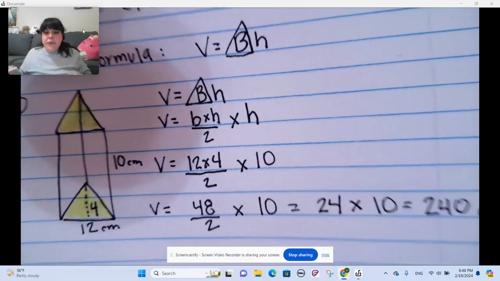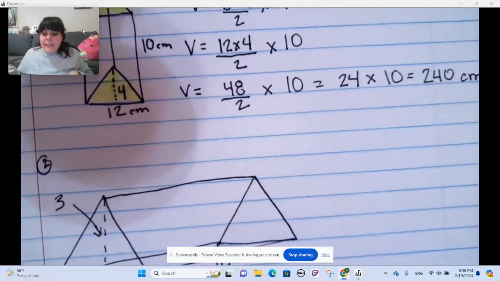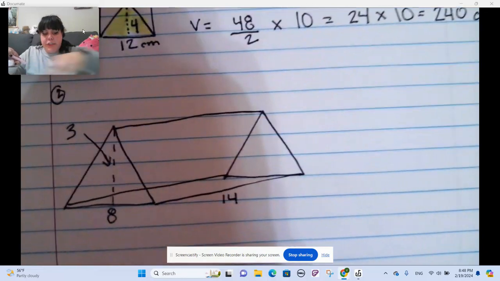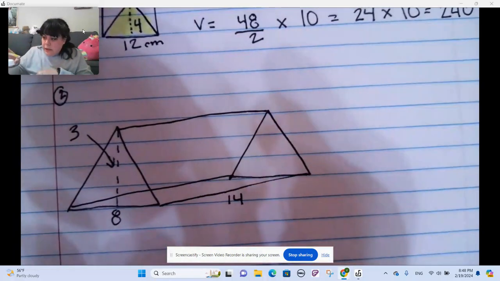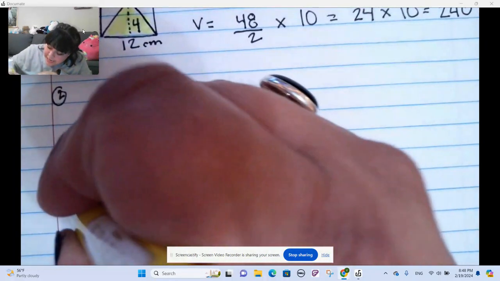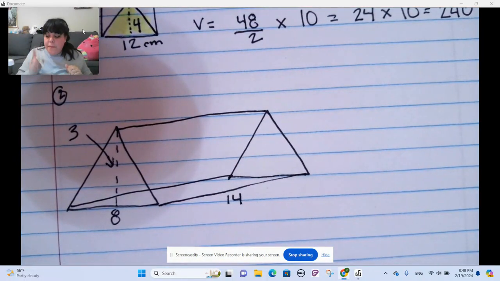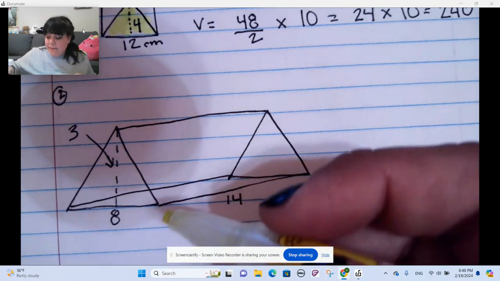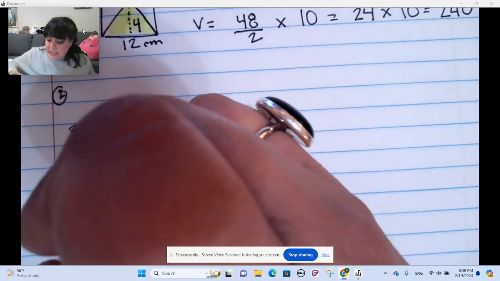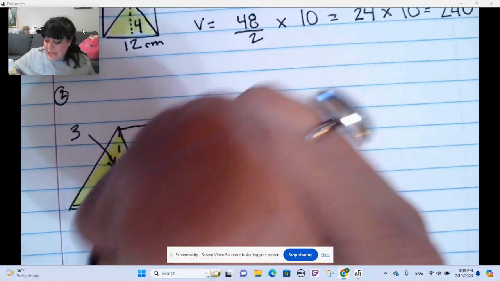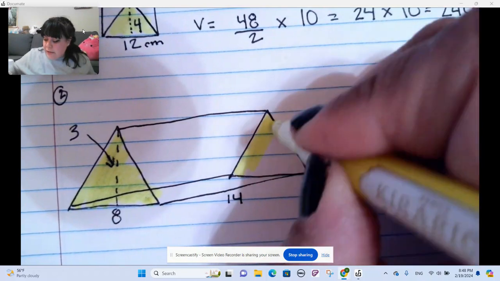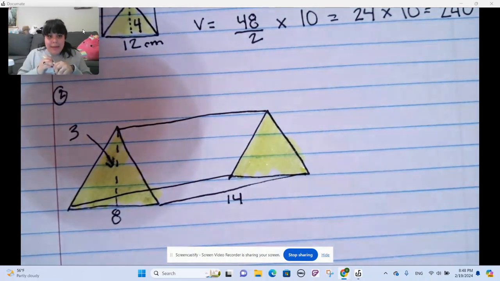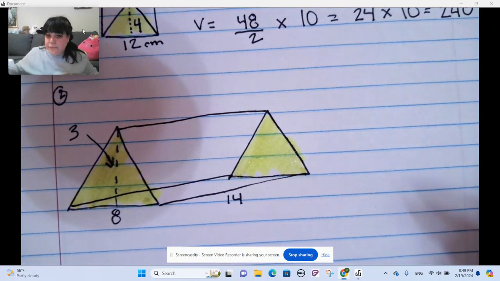So for number 2, we're going to highlight our bases first. Maybe that will be a little helpful if you want to try to do it by yourself. Okay, so I'm going to highlight my bases. So remember, your bases are your rectangles if you have a rectangular prism. But since we have a triangular prism, my bases are going to be the triangles. So I'm going to highlight my triangles to remind myself that those are my bases.